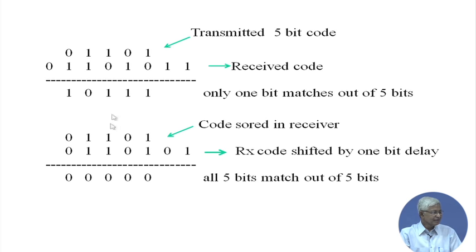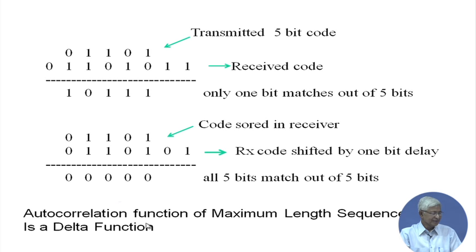So it is almost like a delta function, that is our autocorrelation function. I can call it a maximum length sequence code, whose generation we will see, and then it is like a delta function. When it matches, it gives the all match. This is the exclusive OR matching, modulo 2 addition. You can do it with exclusive NOR also.